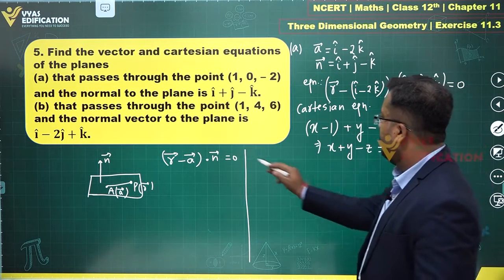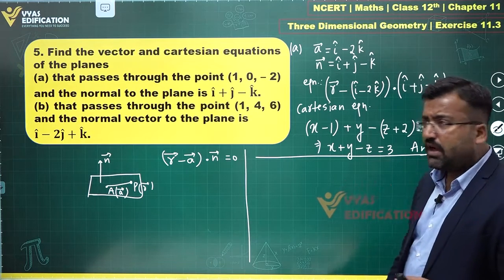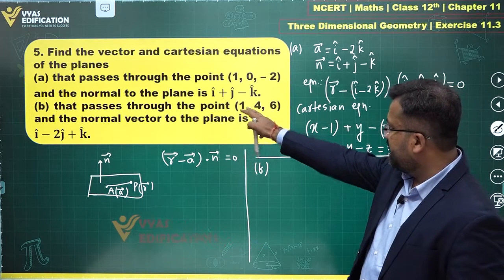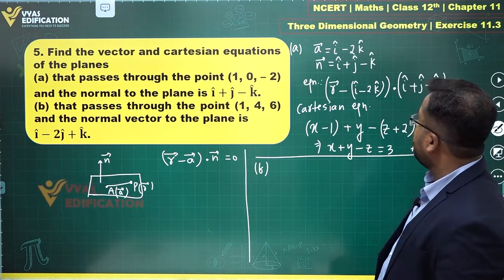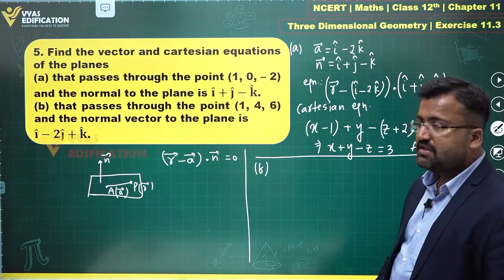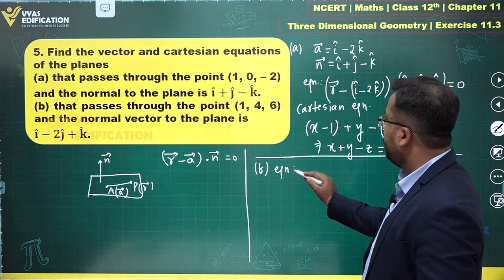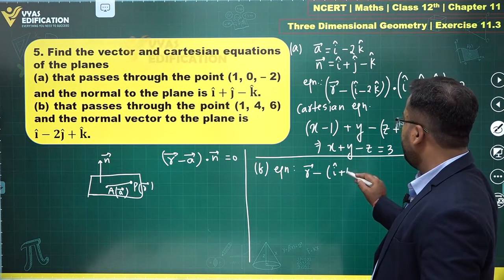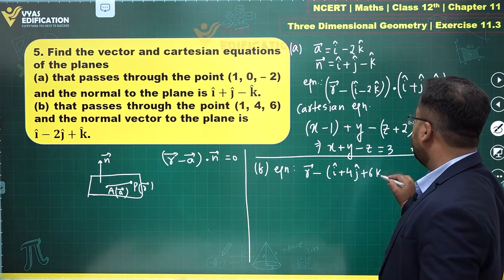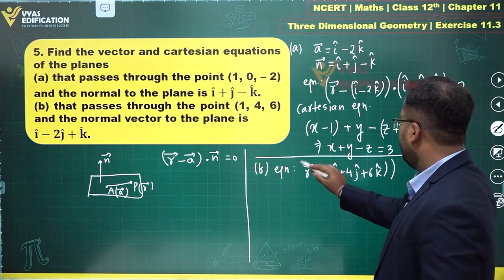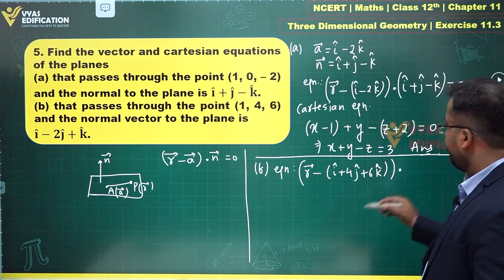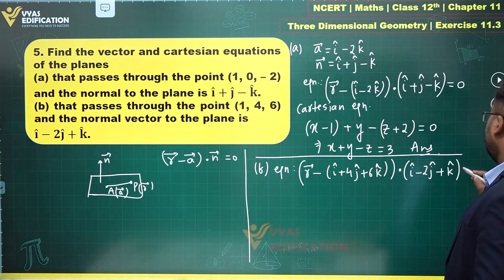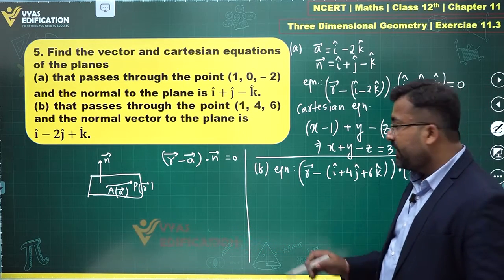What about part B? We can handle part B in a similar manner. A vector is from this i cap plus 4 j cap plus 6 k cap, and N vector is i cap minus 2 j cap plus k cap. Therefore, the equation in vector form will be R vector minus i cap plus 4 j cap plus 6 k cap, dot product with N vector, which is i cap minus 2 j cap plus k cap, is equal to 0. This is the equation in vector form.